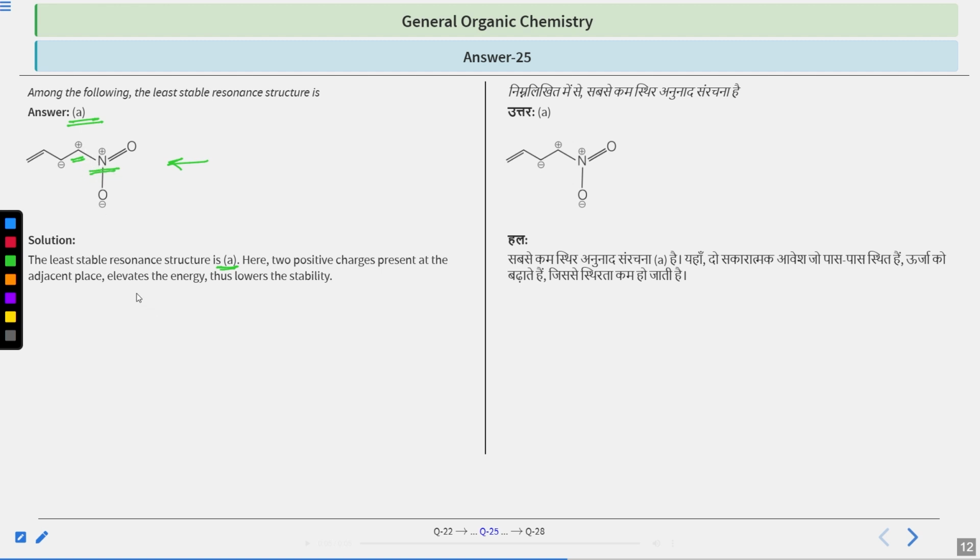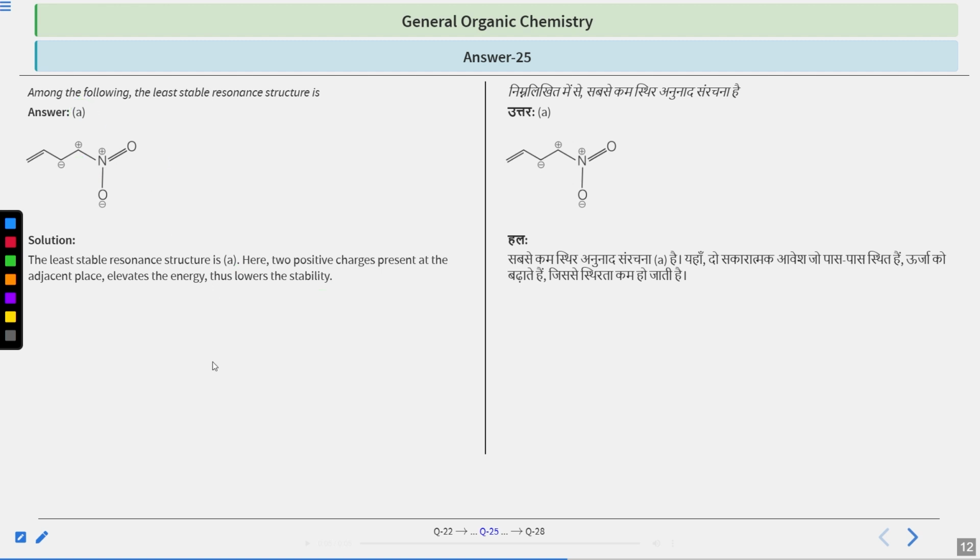It elevates the energy and thus lowers the stability, because due to the repulsion between the positive charges, energy will be increased, and due to the increase of energy, the stability will get lowered because they are inversely related, right? That's why the least stable resonance structure will be option A, and we have asked for the least stable resonance structure, so option A is the correct answer.